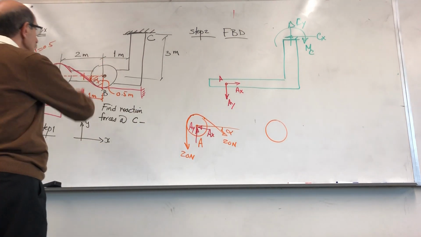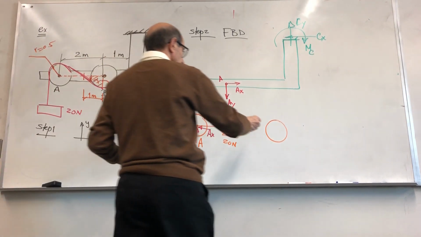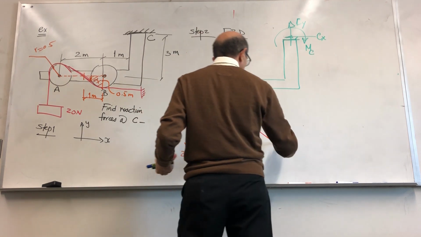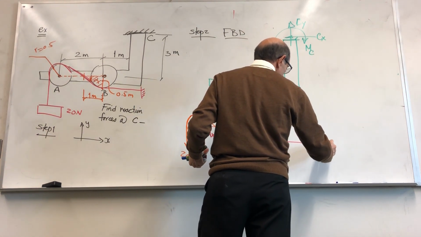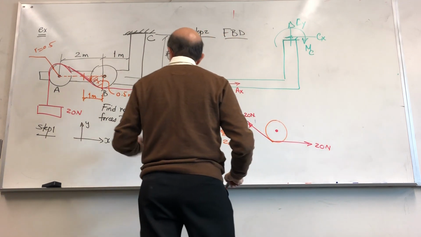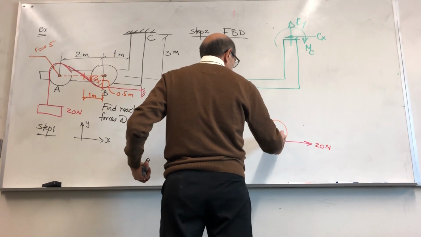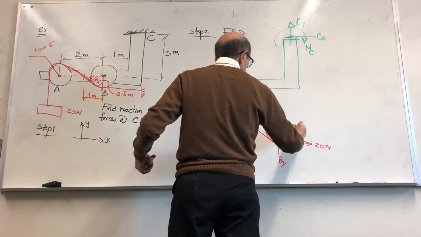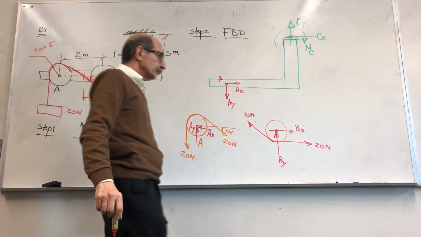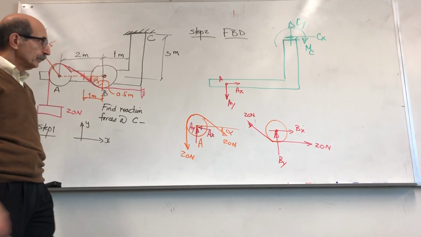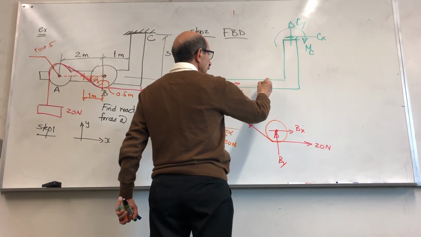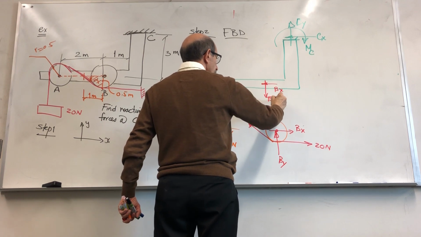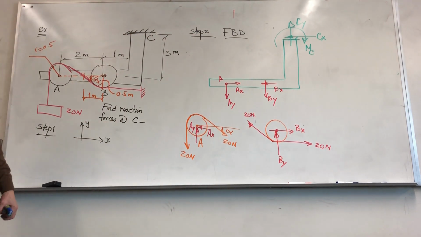Same thing with pulley B. You have a force of 20 Newton here and a force of 20 Newton here. And at point B, you also have a force of By. I don't know what the direction is, I'm just assuming. And a Bx like this, acting. So if I make that assumption, then at point B, I have a force of Bx this way and a force of By that way, acting on this structure.